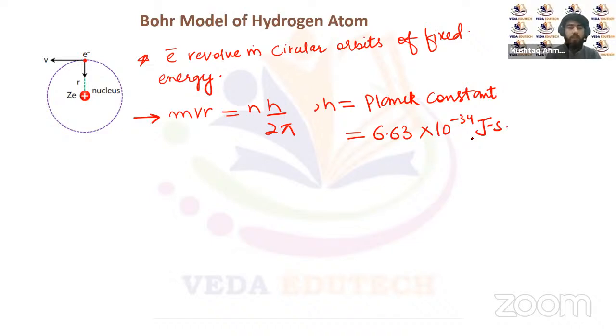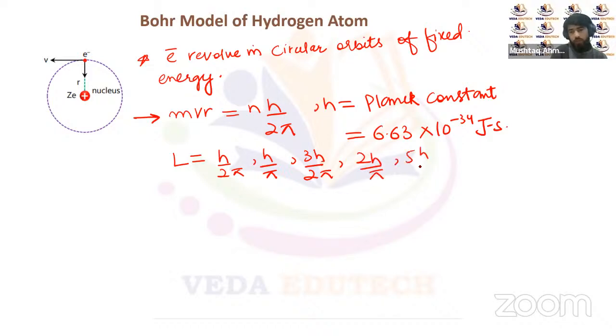So only integral multiples of angular momentum are possible, or we can say only those orbits are permissible in this model which have angular momentum equal to an integral multiple of h upon 2 pi. If L is the angular momentum, only orbits of angular momentum h upon 2 pi, h upon pi, 3h upon 2 pi, 2h upon pi, 5h upon 2 pi, and so on are possible.